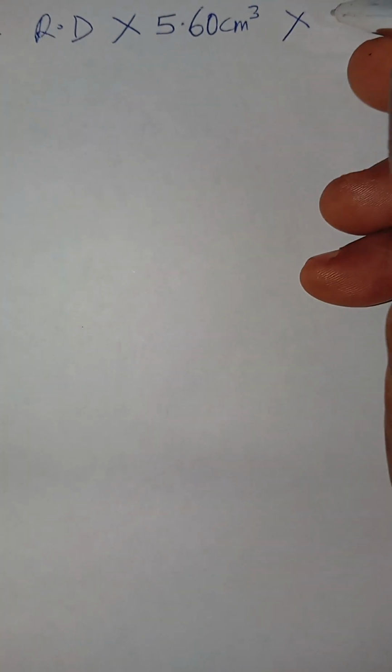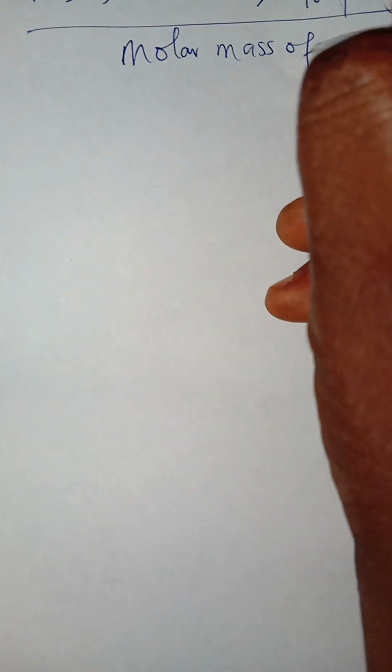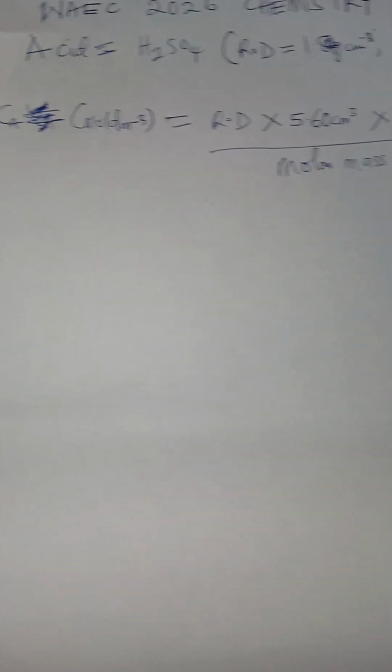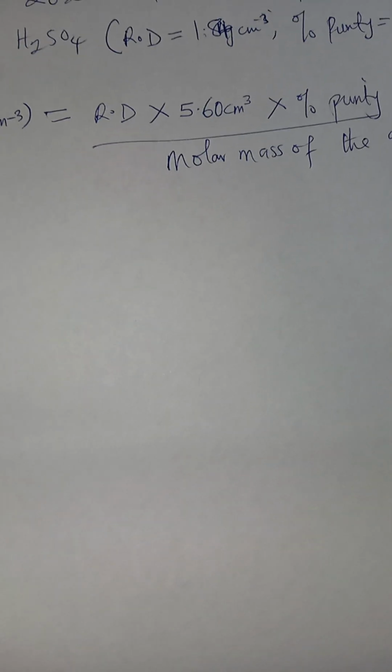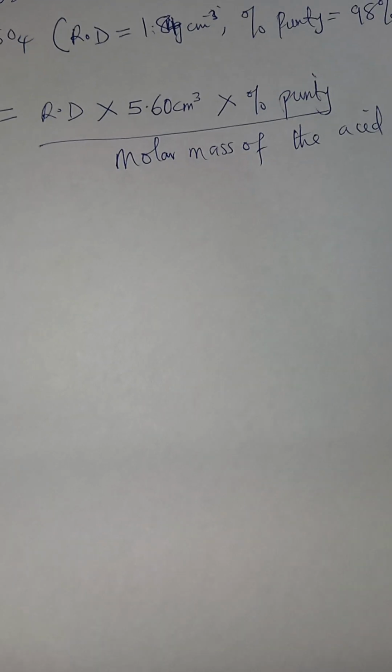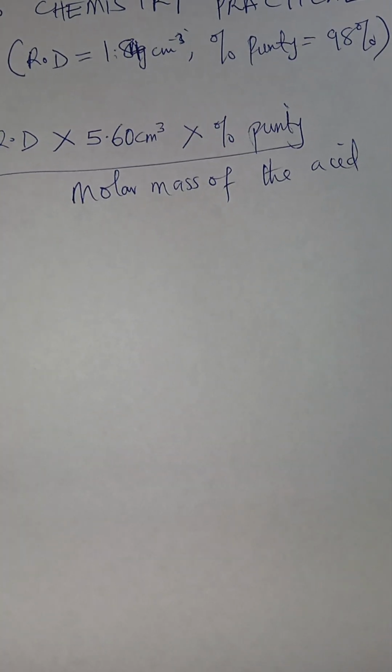So we're working with this volume multiplied by the percentage purity, all over the molar mass of the acid. Now see how to get our concentration of the acid. This is a guide on how to get the concentration of the acid in mole per dm cube: relative density times the volume provided by WAEC times percentage purity all over molar mass of the acid. And the relative density given to us in the paper is 1.84 grams per cm3, and percentage purity is 98%.